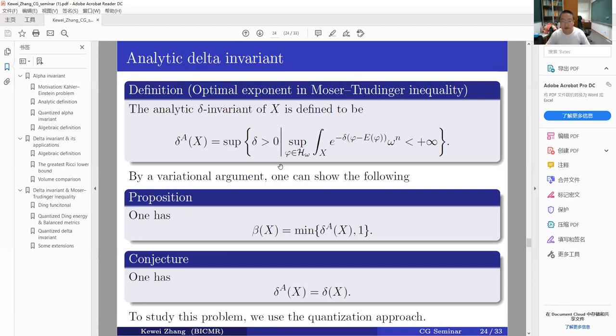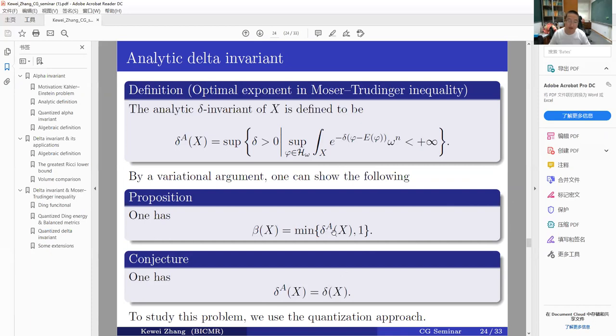And now, if you use the variational argument for this Ding functional, one can show that the greatest Ricci lower bound is equal to the minimum of delta A and 1. So if you recall the previous result on the greatest Ricci lower bound, which says that beta is equal to the minimum of algebraic delta and one, then you can take a guess, which is the following conjecture. It is expected that this analytically defined delta invariant is equal to the algebraic delta invariant. But so far, this is still open.